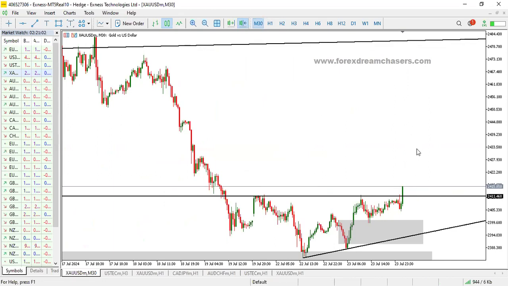Now, don't make this mistake. Do not make the mistake of just jumping in here just because you heard me saying the market is going up. You have a trend line, they can just spike down to the trend line and then they continue with the uptrend.